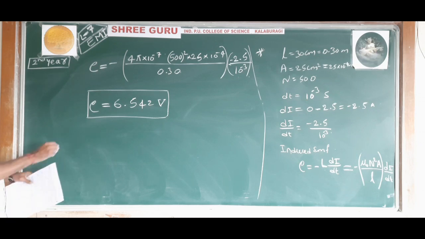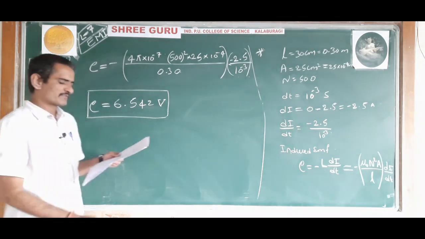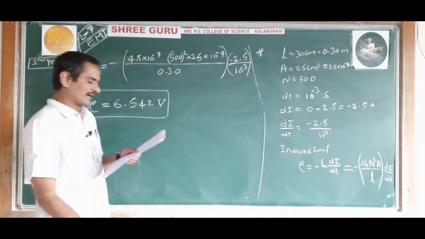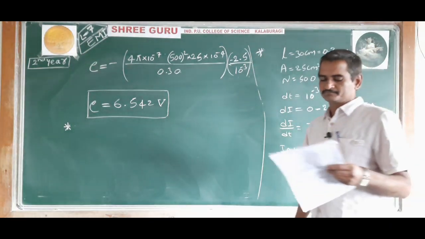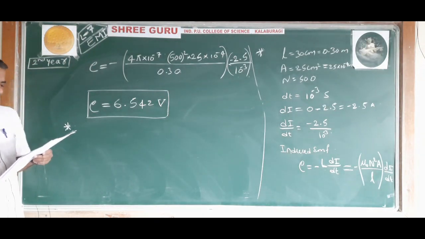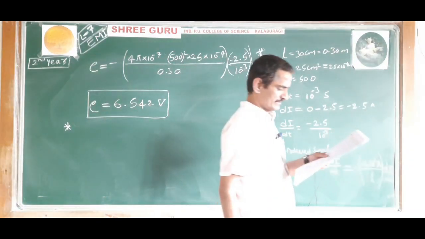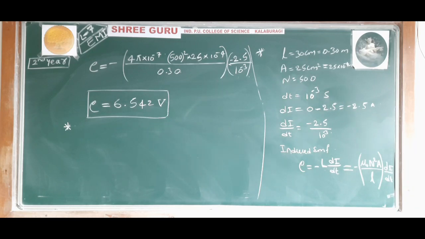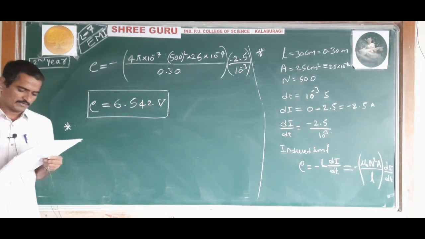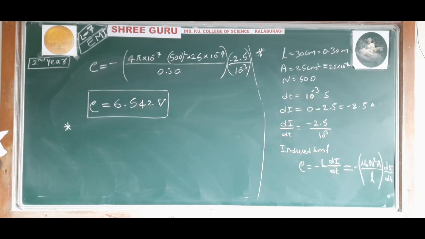If a rate of change of current of 4 ampere per second induces an EMF of 20 millivolt in a solenoid, what is the self-inductance of the solenoid?